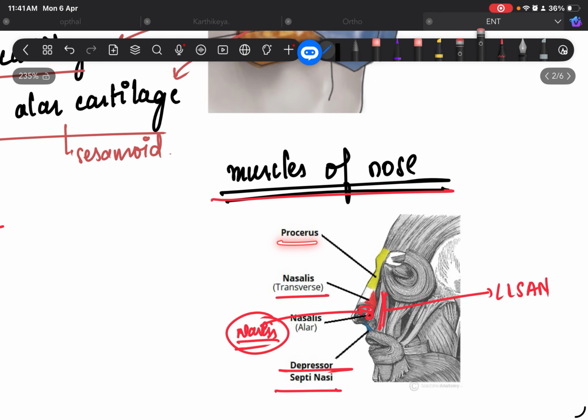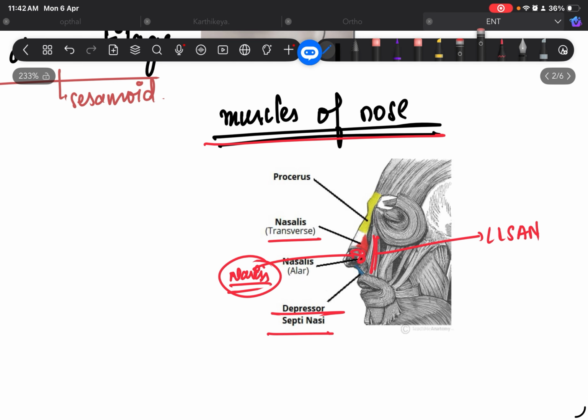Muscles of the nose: procerus, nasalis, alar, depressor septi nasi, and levator labii superioris alaeque nasi. These are the muscles of the nose.